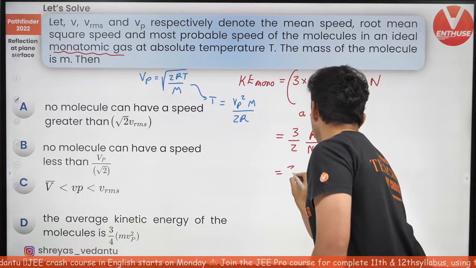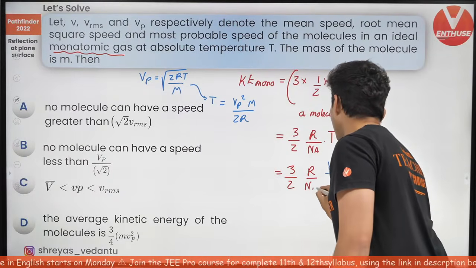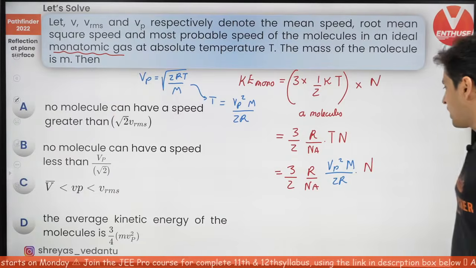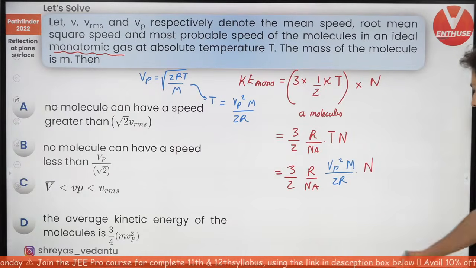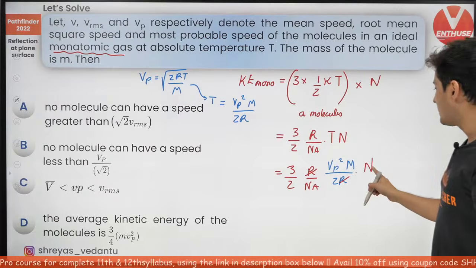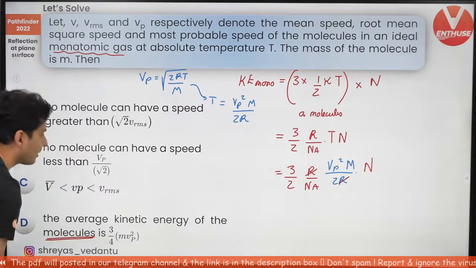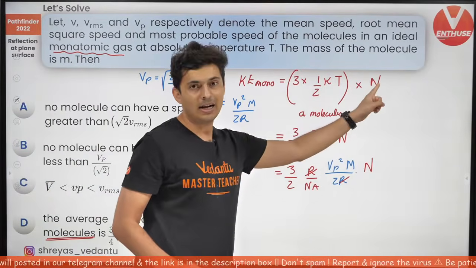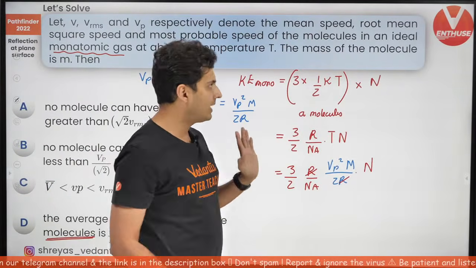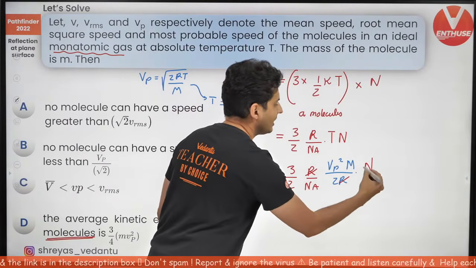So this will be 3 divided by 2. This will be R divided by Na, and you will also have n. Now check this out. R will get cancelled. Yes, R will get cancelled. This is needed for the entire gas, but for the molecule, it is per molecule, so I need not multiply it by n. It was per molecule, so I don't actually need that n. So I can just get rid of this.